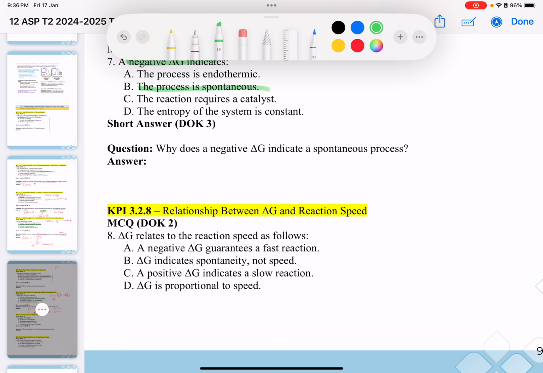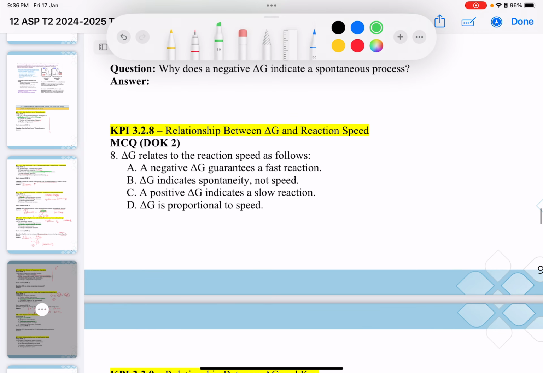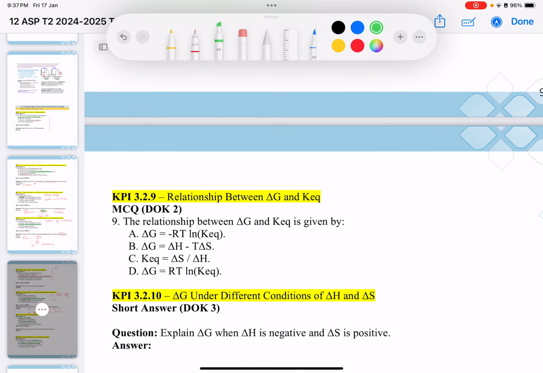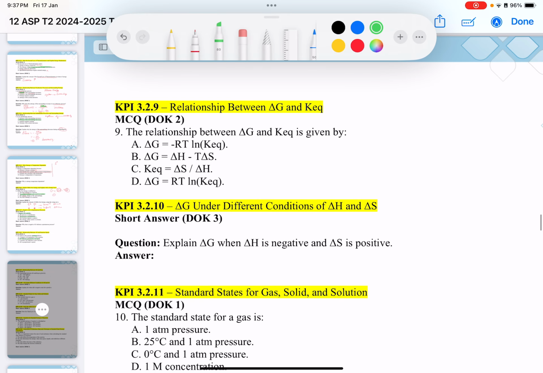So this is just the energy available, the free energy available to start a reaction. Does delta G relate to the reaction speed? No, not at all. It's irrelevant to the speed. So it indicates spontaneity, not speed.